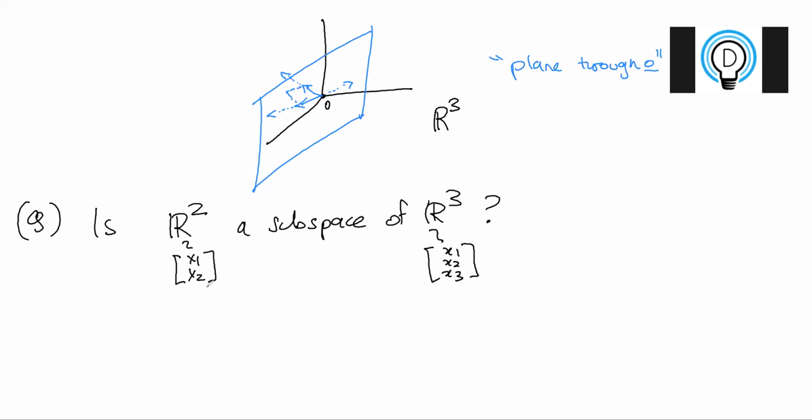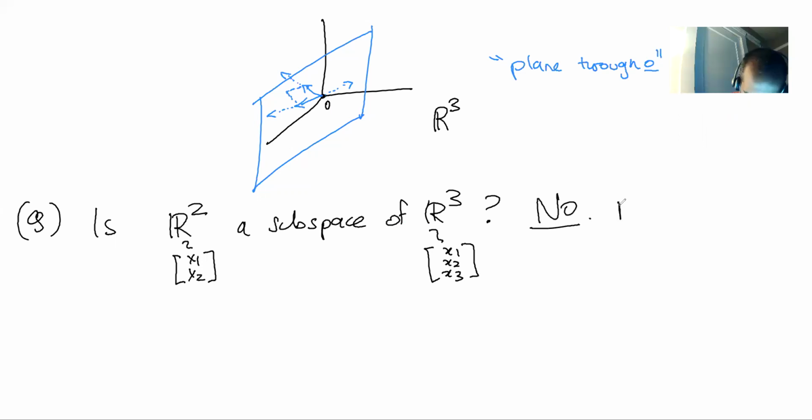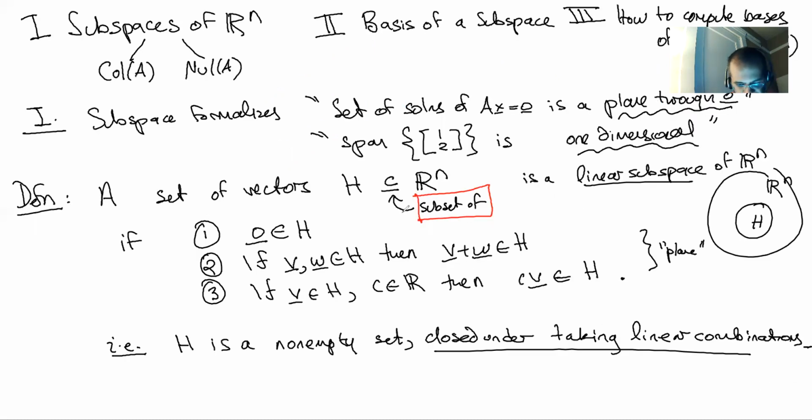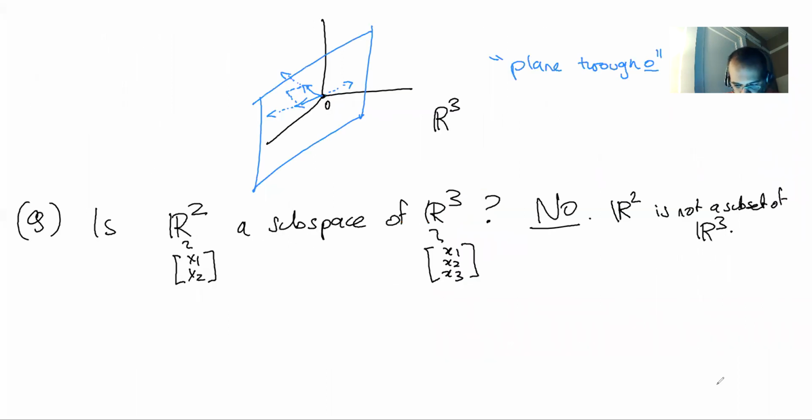No. Actually, no, because R2 is not even a subset of R3. It's a great question, and it highlights one important feature of the definition of a subspace. First of all, you have to be a subset, and Rn minus 1 is not a subset of Rn. They're just completely different sets of objects. So no, R2 is not a subspace of R3.